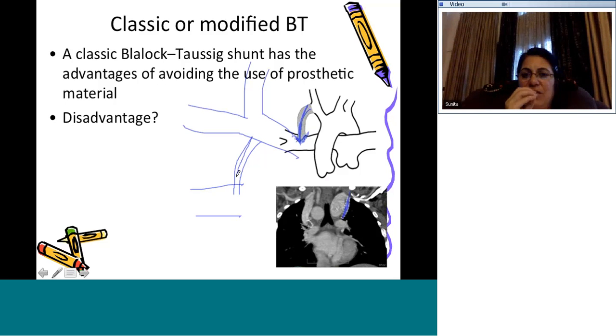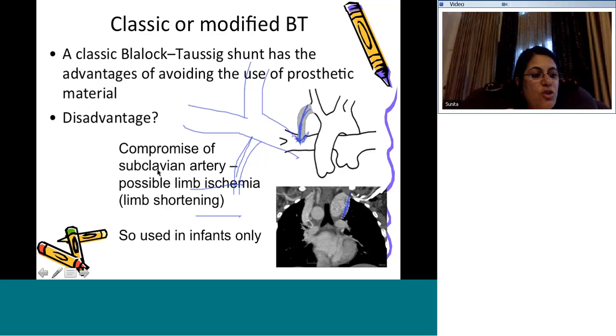So in a classical BT shunt, you are taking the subclavian and turning it down, right? What is the disadvantage? One advantage is it will grow as the baby grows, right? What is the disadvantage of a classical BT shunt? Could be limb growth, but as I said, you are going to mainly do it in neonates and young infants, right? So you have one challenge, which is limb shortening, like we discussed with the coarctation. And that is why you're going to use it only in neonates and infants.